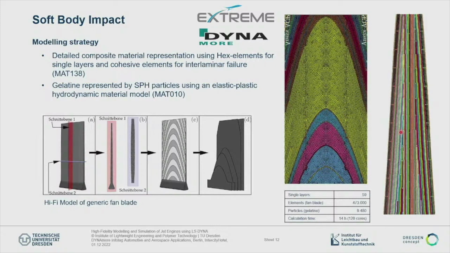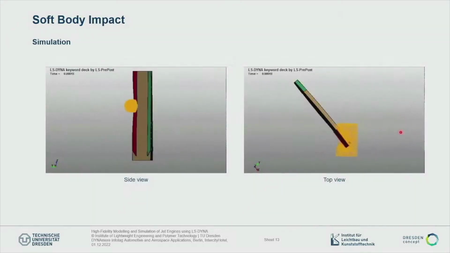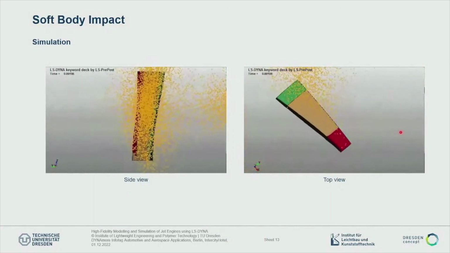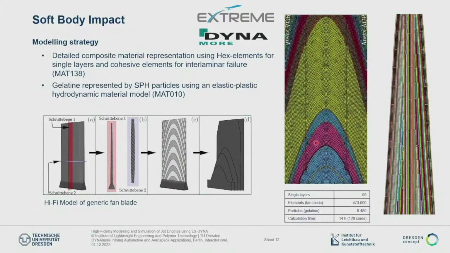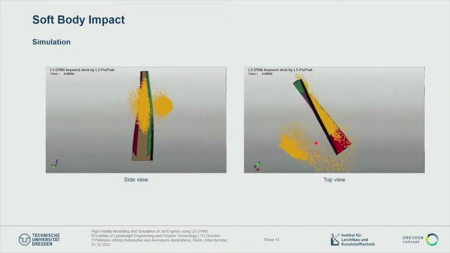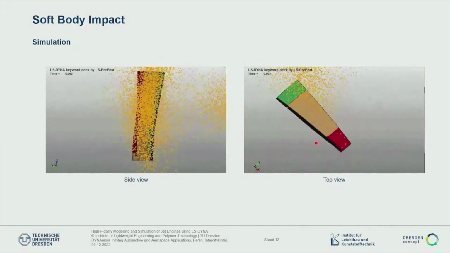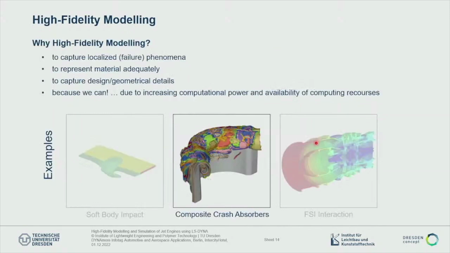This is something which works pretty well, and I brought two videos with me of how this could look. Obviously here you have additionally some leading edges, and this is then combined with an SPH model to represent the gelatine, the soft body. So this was the first example.